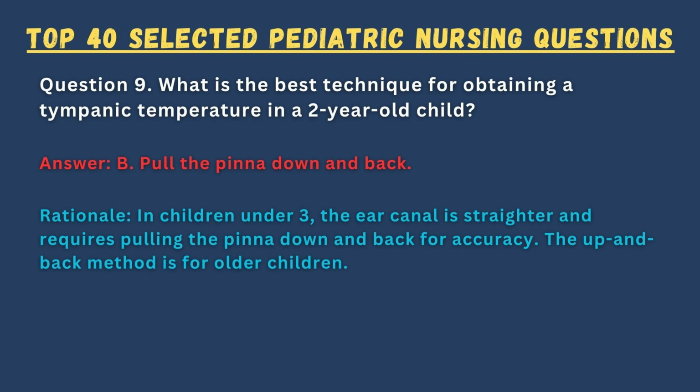Answer: B. Pull the pinna down and back. Rationale: in children under 3, the ear canal is straighter and requires pulling the pinna down and back for accuracy. The up and back method is for older children.